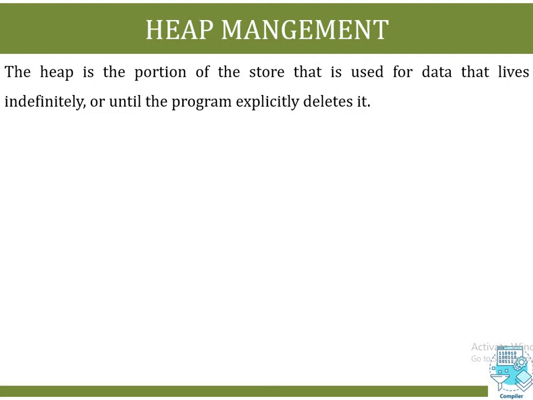So heap is a portion to store the data that lives indefinitely or until the program explicitly deletes it. If you want to retain the value of a variable or an object throughout different function calls, then we can store that value in the heap. If you allocate memory dynamically in C language, by using malloc or calloc, that memory will be allocated in the heap.